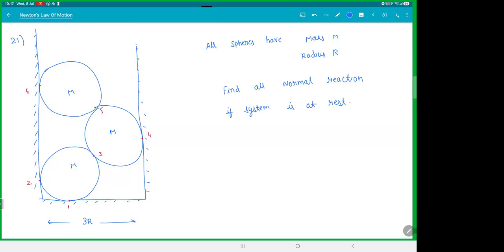Remember, when I say choose your system, you need not choose only one ball. You can even choose two balls or all three balls. Your system is your choice. You can choose any number however you want. Let's get this. Let's finish off. Last one for the day.